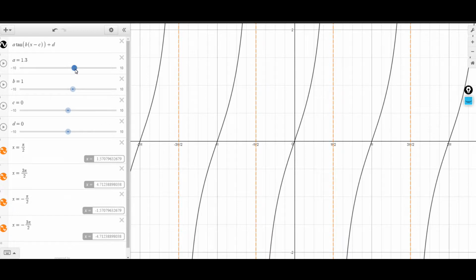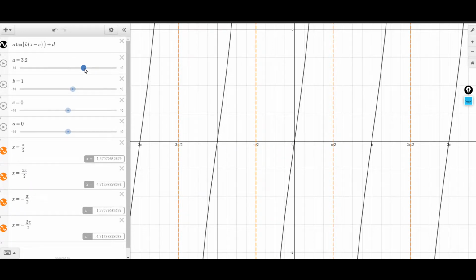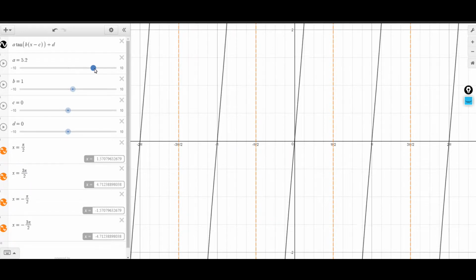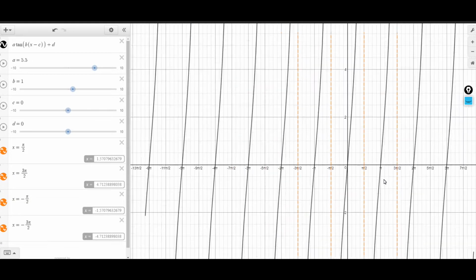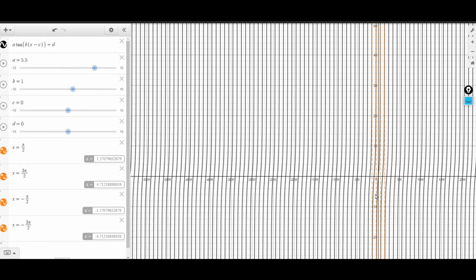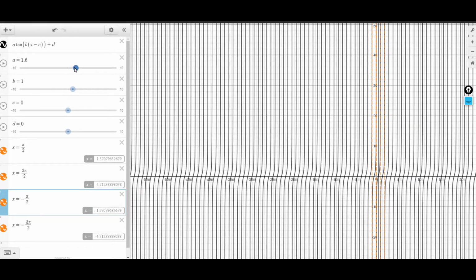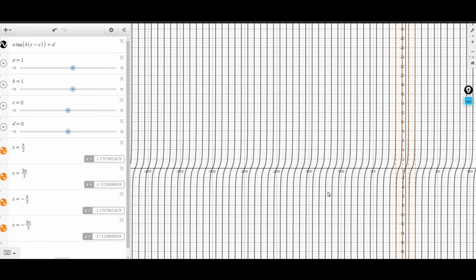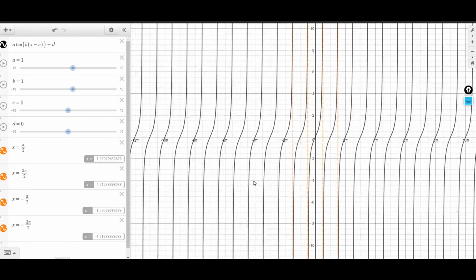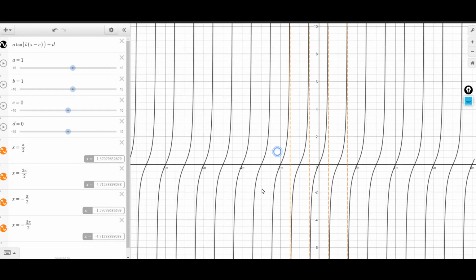So anyway, if I'm changing A, my graph is getting more and more steep. Now you may think that it's becoming a straight line. I know this is a lot to look at, but notice, those are still curved lines. It's just that it's really steep and it's hard to see that when you're zoomed in. So let's go back to A as 1. And so you can see the curve in there.